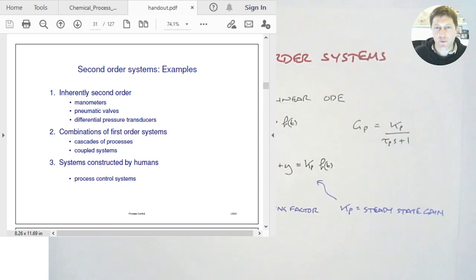As we said, we can also have a combination of first order systems. So if we just have one of our first order systems followed by another, that will make it a second order. We'll see some examples of that in the future mini lectures this week. And then thirdly, things constructed by humans. When you have a process control system, the act of adding a controller can introduce second order effects. So we'll see that later on in the lecture series.